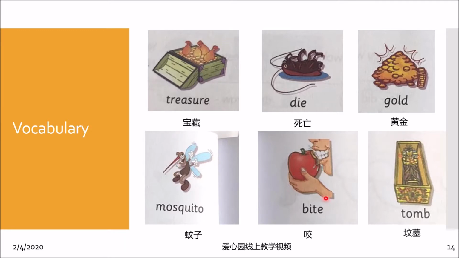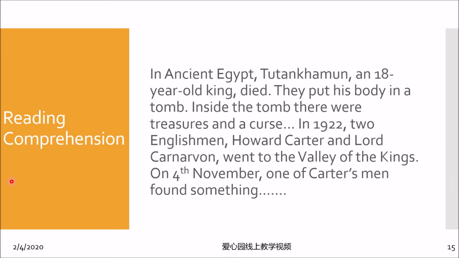Next we have this. A bite. Bite means 咬. This tomb in Mandarin is 坟墓. It's a place where you put dead bodies. It is called a tomb. Okay, so now that you've got the vocabularies, let's go to the story. I will read first, sentence by sentence, and then it will be your turn, okay?